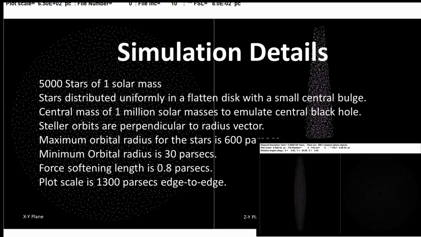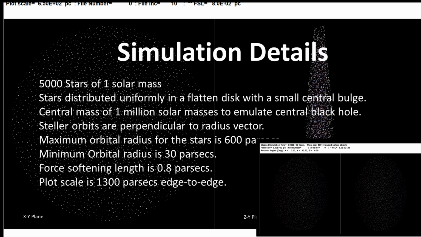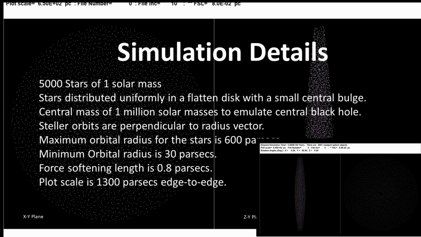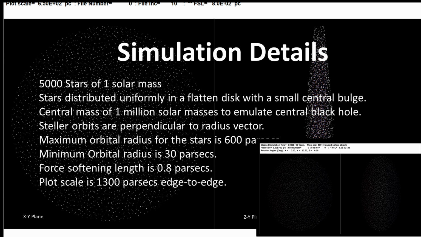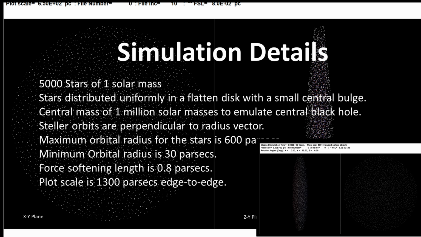Stars are uniformly distributed within this flattened disk, with the addition of a central mass of 1 million solar masses to emulate a central black hole. Note that the distribution here has a central bulge in the z-axis direction which flattens out with distance from the origin. All stars are given a velocity perpendicular to their initial radius vector. For close encounters, force softening is used within my code to overcome potential infinities. Here the force softening length is 0.8 of a parsec.